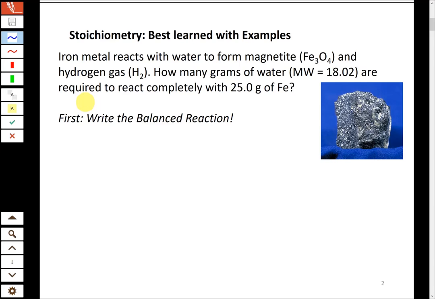So the first thing we need to do is write the balanced equation. As we said last time, sometimes we'll just describe it to you. You have to make sure you arrange reactants and products correctly, and you also have to make sure you get the coefficients put in correctly.